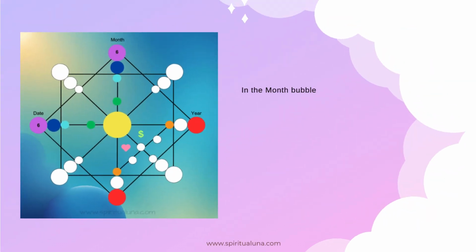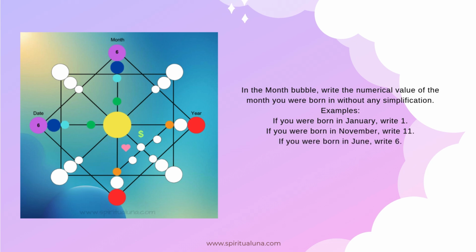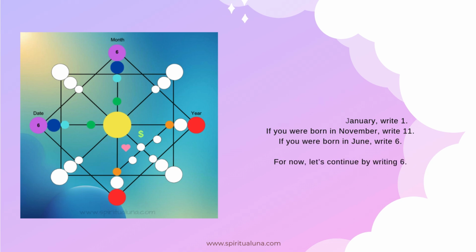In the month bubble, write the numerical value of the month you were born in without any simplification. Examples: if you were born in January, write 1. If you were born in November, write 11. If you were born in June, write 6. For now, let's continue by writing 6.